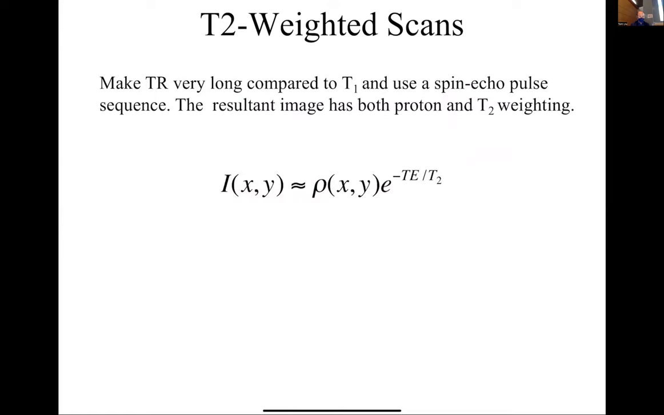For T2 weighted, remember that you want to make TR very long, right? And then the question was, do you want to make TE long or short? That was sort of ambiguous, but in general, if you make TE too short, then this term is going to go to zero, or it's going to go to one. So there's not going to be any T2 contrast. So given a choice between long or short TEs, you would have to pick a longer TE as opposed to a shorter TE.